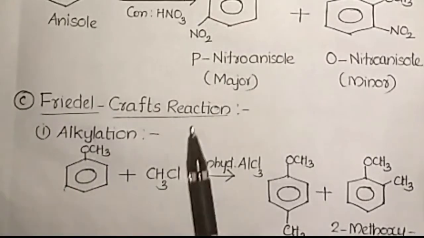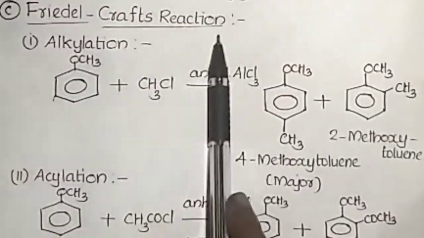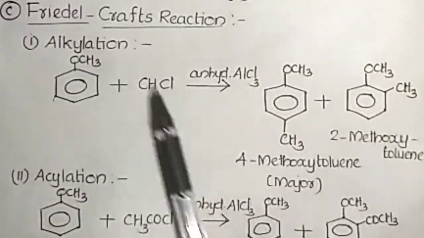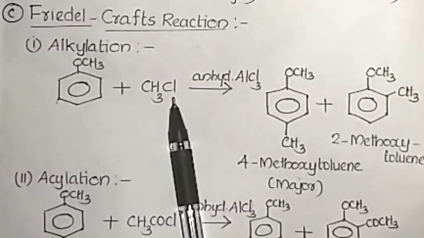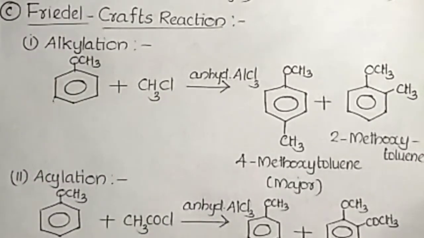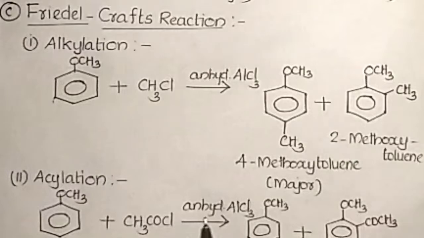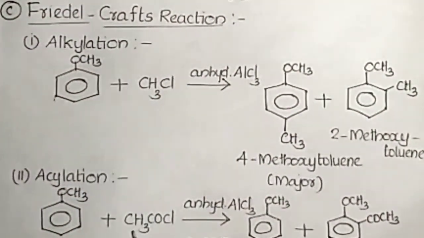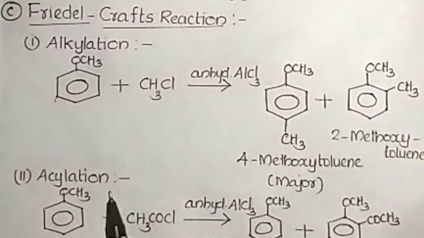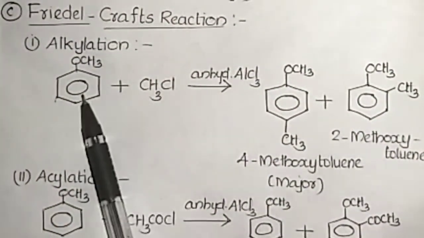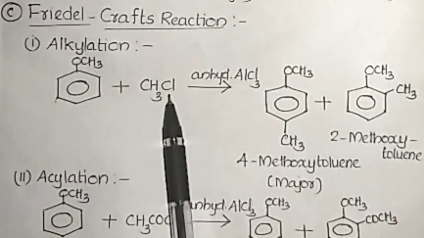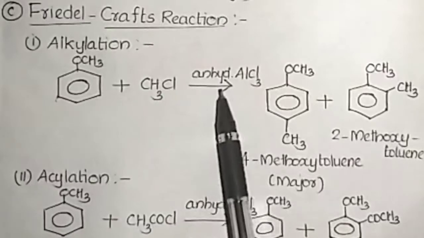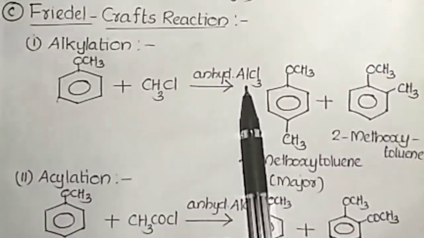Next one, the Friedel-Crafts reaction. First, Friedel-Crafts alkylation. Alkylation means treating with an alkyl halide, and acylation means treating with an acyl halide, acyl chloride, or acid chloride. Alkyl chloride, alkylation; acyl chloride, acylation. Alkylation means treating anisole with an alkyl chloride, methyl chloride, in the presence of anhydrous AlCl3 as catalyst.